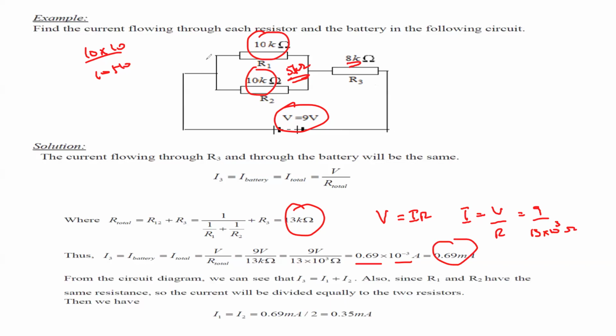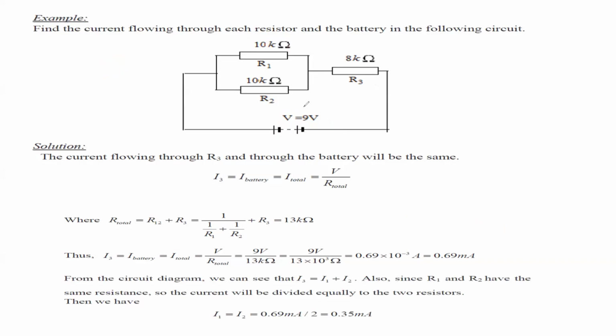And then we need the current through each resistor. So we got the total current, and that total current will be divided. We got 0.69 milliampere. Because these two resistors have the same resistance, the total current will divide between them. The 10 and 10 kilo ohm resistors are identical, so the current will divide evenly. If they were different resistances, then the division would be uneven.